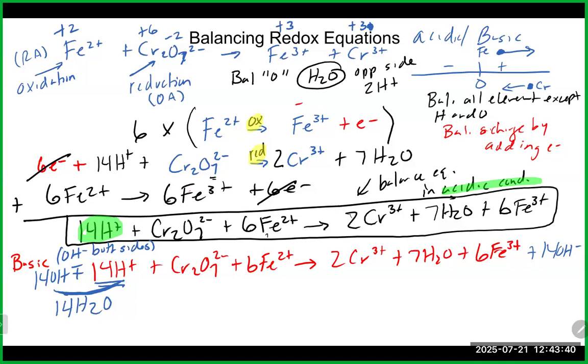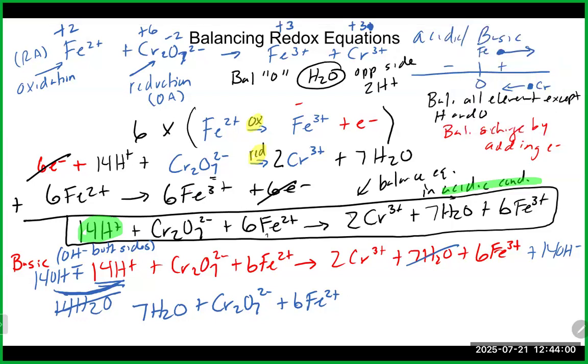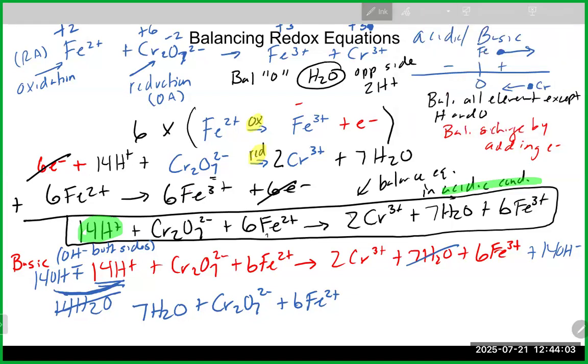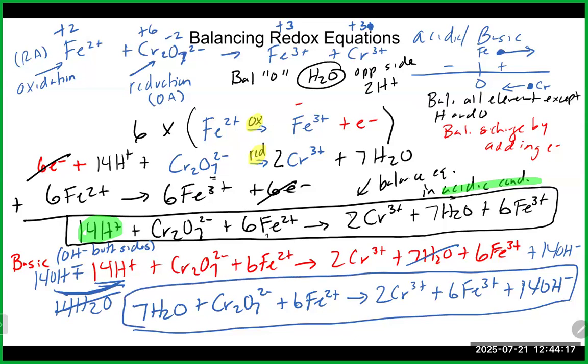And typically speaking, you can reduce it down. 7 waters on the right will reduce this down to 7 waters on the left, plus my dichromate, plus my 6 iron 2+ goes to my right-hand side here. My 2 Cr3+, my 6 Fe3+, and my 14 OH- in this case. So at this point, this should be balanced in basic conditions.